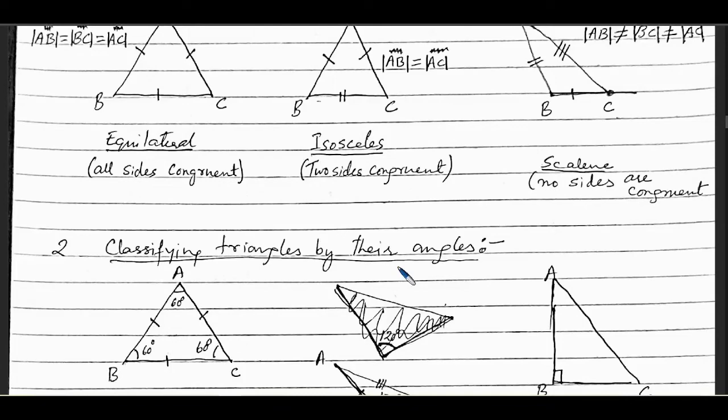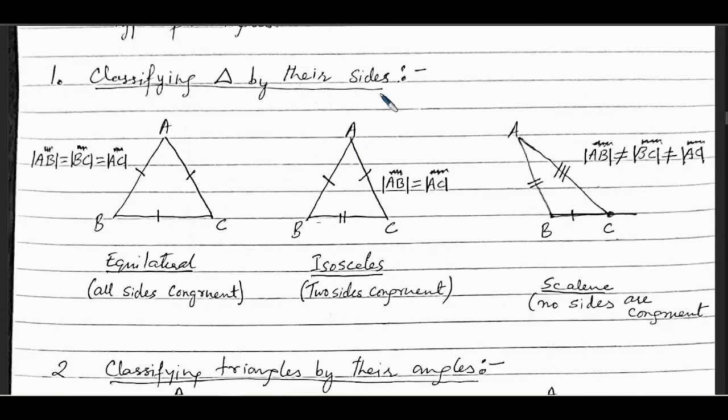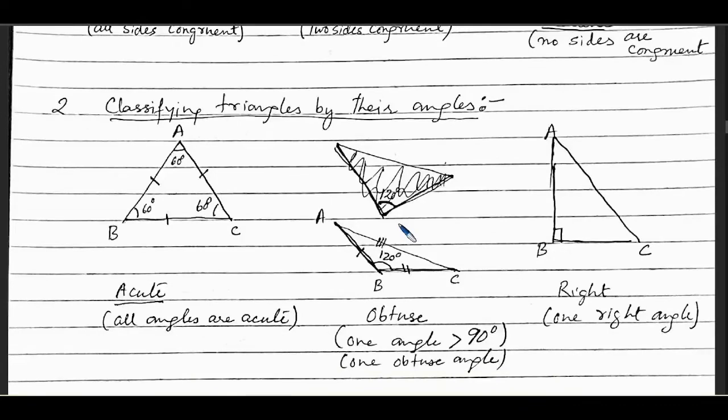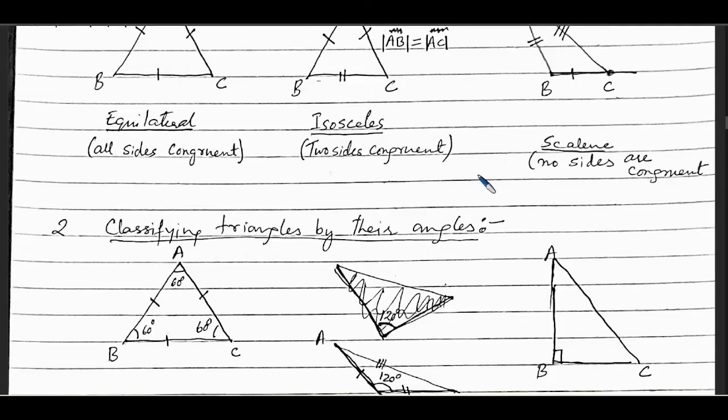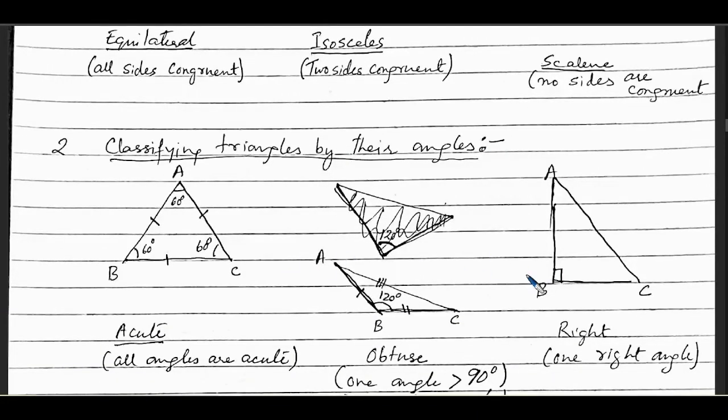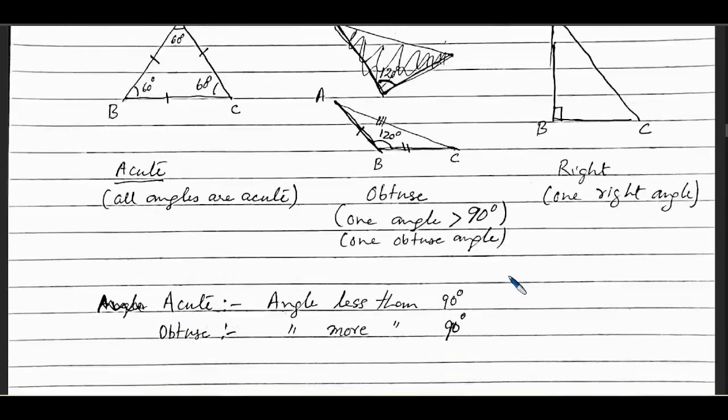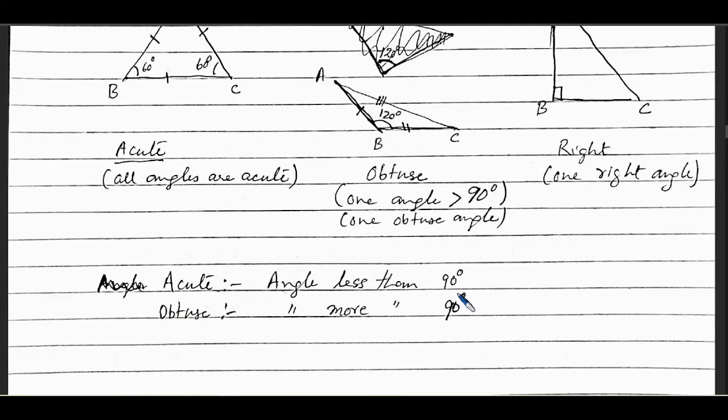You can classify triangles by angles. Here we classified by sides; we can also classify by angles. So this is an acute angle triangle: all angles are less than 90 degrees. If one of the angles is more than 90, then it is called an obtuse angle triangle. One angle is greater than 90. Or if one of the angles is perpendicular, 90 degrees, that is called a right angle triangle. So there are three types depending on sides, and another three types depending on the angles. Acute angles are less than 90 degrees, and obtuse angles are more than 90 degrees.